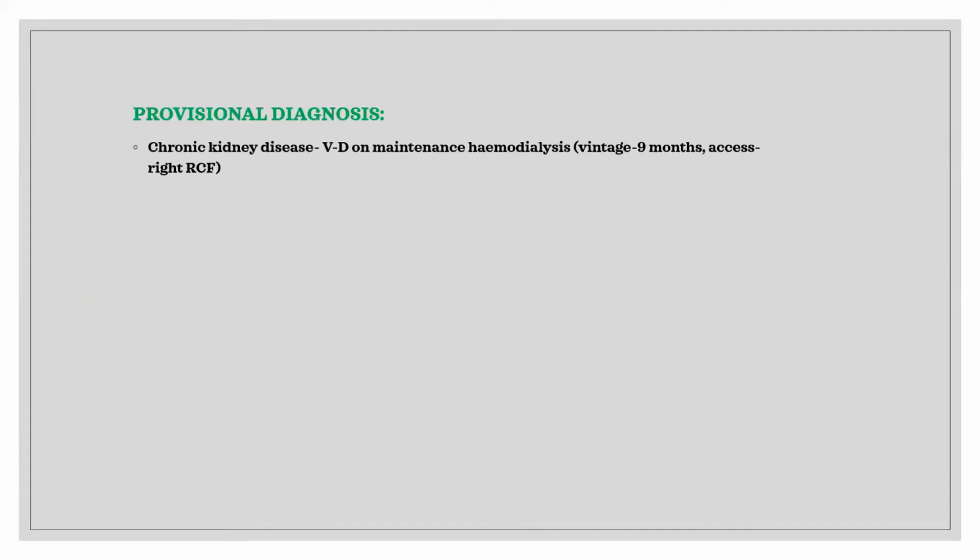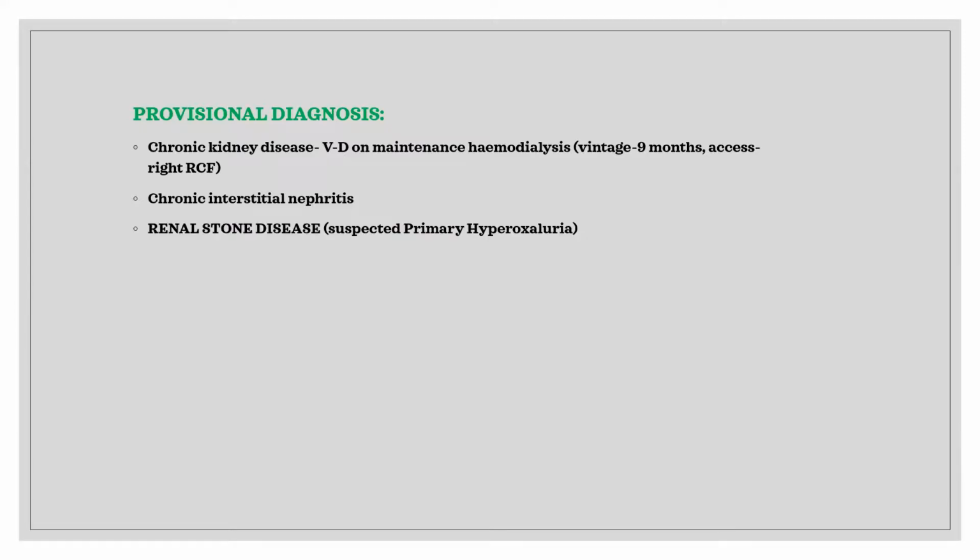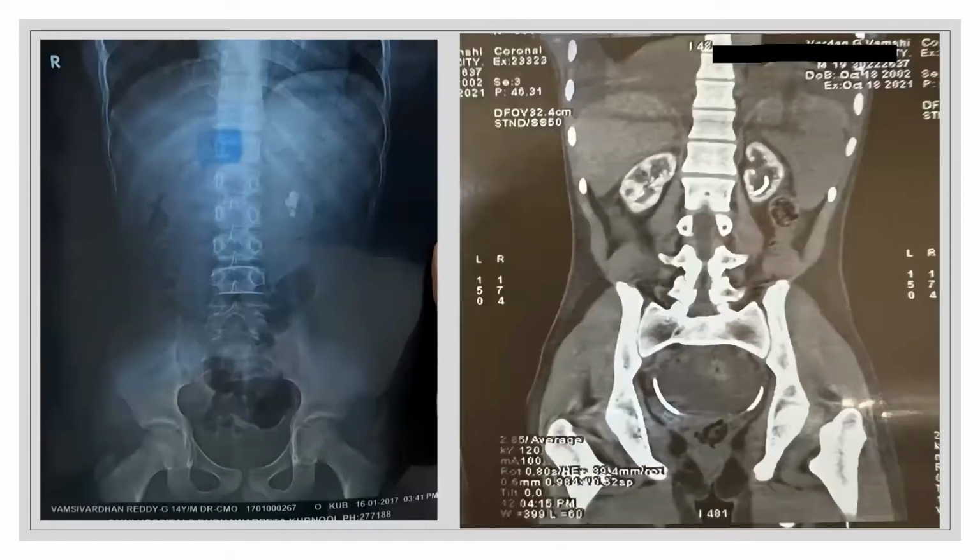With this history and examination, the provisional diagnosis is CKD stage 5D on maintenance hemodialysis, vintage of 9 months, access right radiocephalic fistula, probably chronic interstitial nephritis, and renal stone disease. We suspected primary hyperoxaluria considering his age of first presentation of symptoms and the progression.